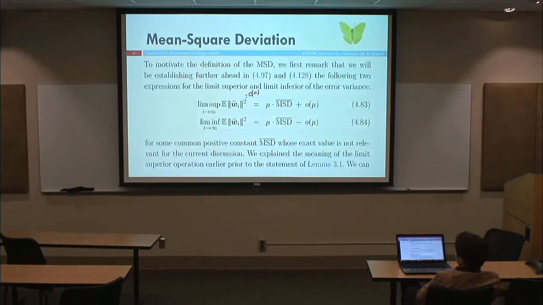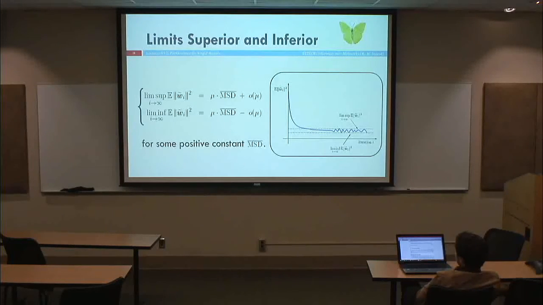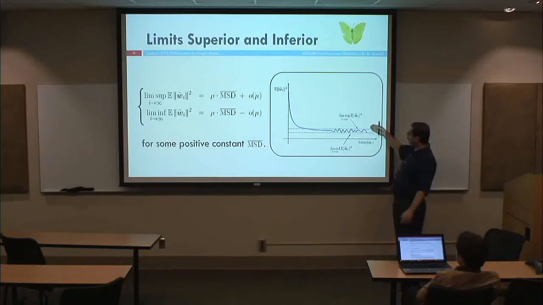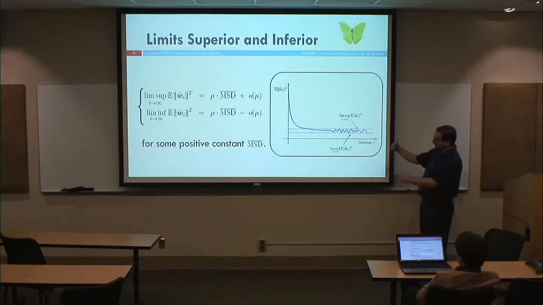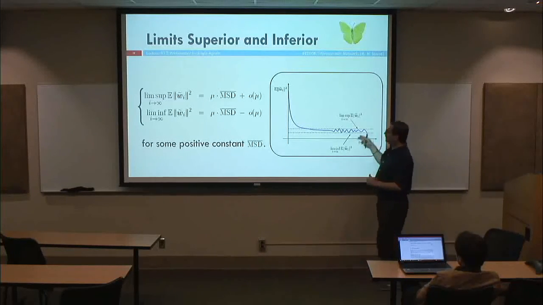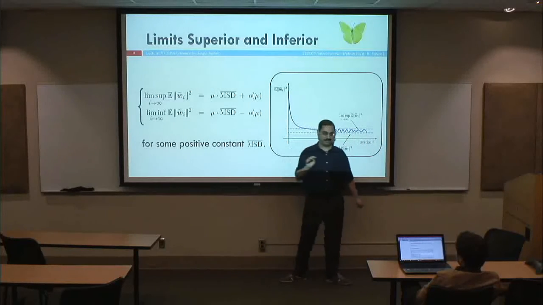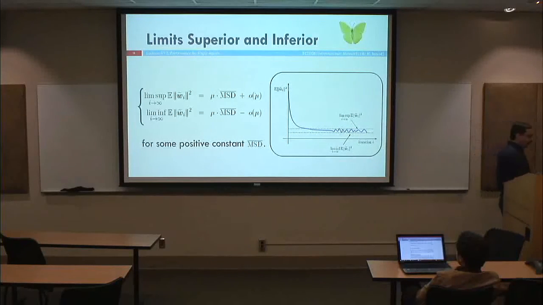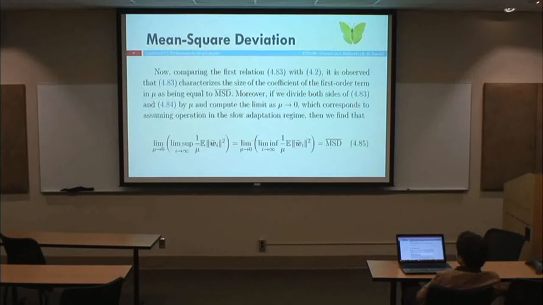So if you do this calculation, right? So here I'm just reminding you of the expressions I wrote. The lim sup is this limit from above, the lim inf is the limit from below, and the analysis that's coming will show you that these limits actually are given by an expression like this. Now, if I do this calculation here, if I divide by mu, okay, and then take the limit as mu goes to 0, both expressions will give me MSD, right?